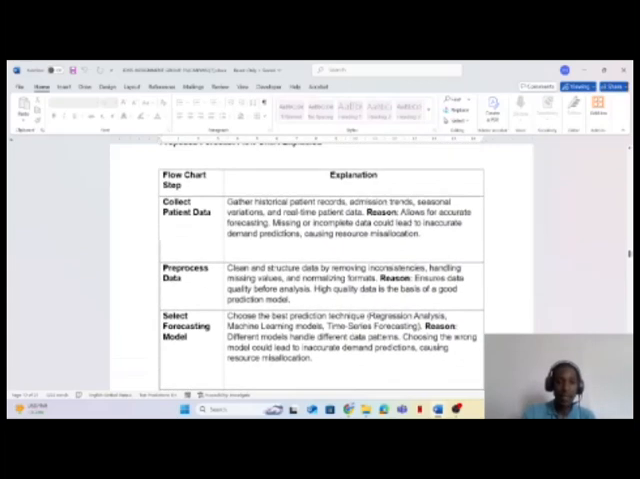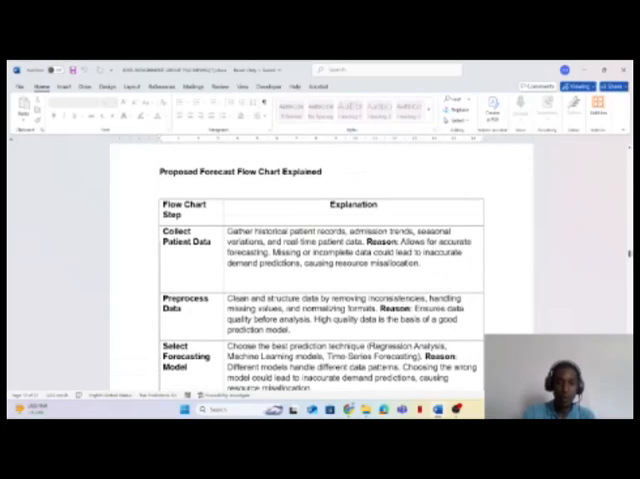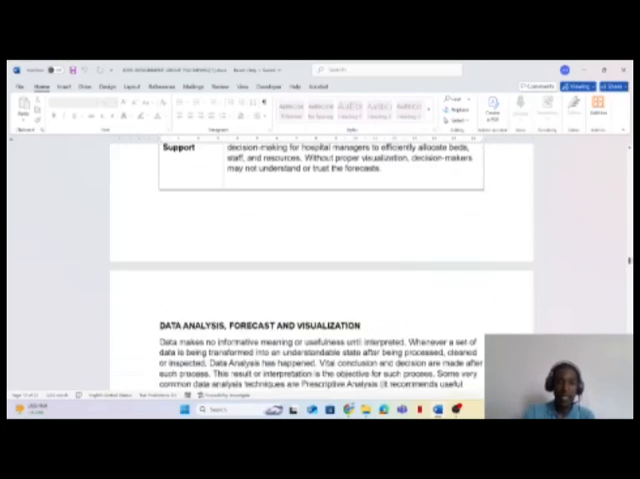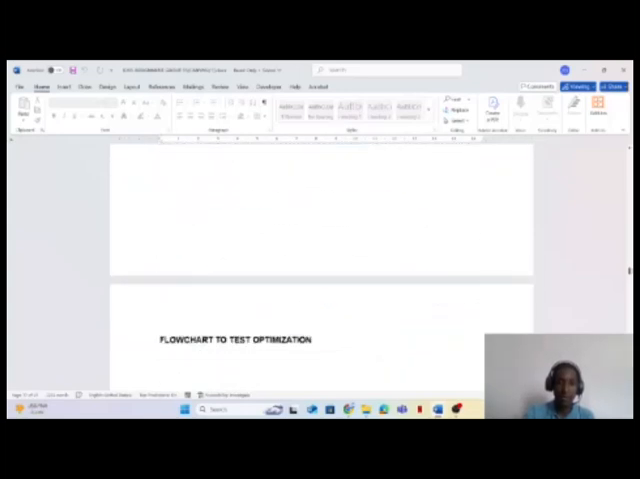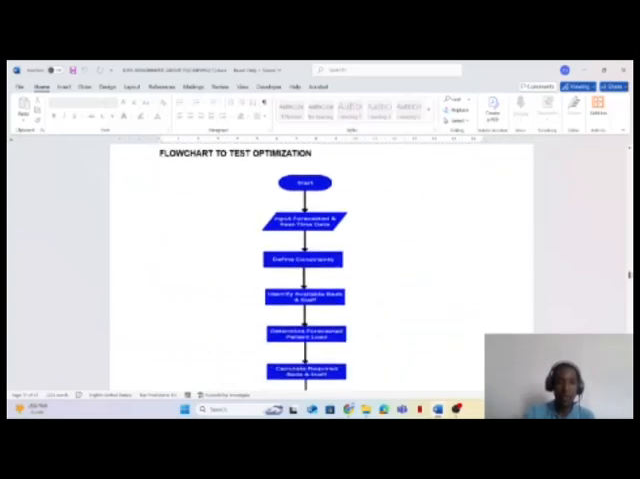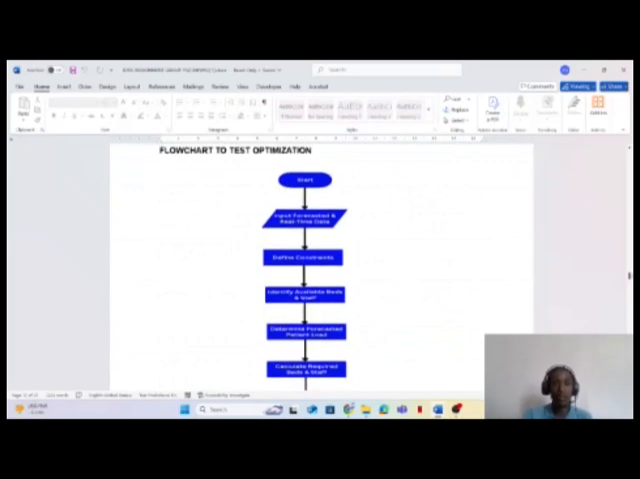After we were done with the proposed forecast, we then went through the data analysis, which someone else in my group is going to talk about. But then we decided we were going to do a flowchart. We were going to do some testing of the optimization of this IDSS situation. The flowchart that is here is going to start now with an input of forecasted results and not historical data, and even real-time data as it goes.